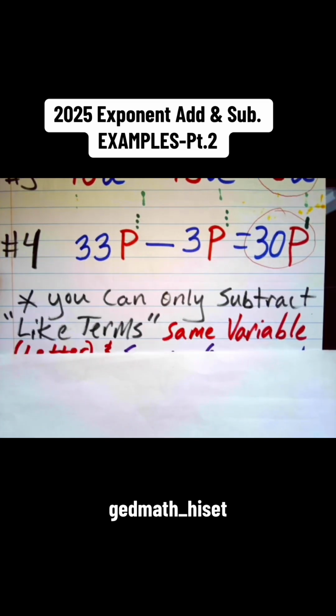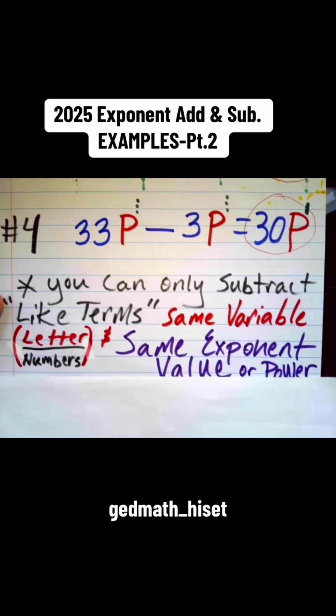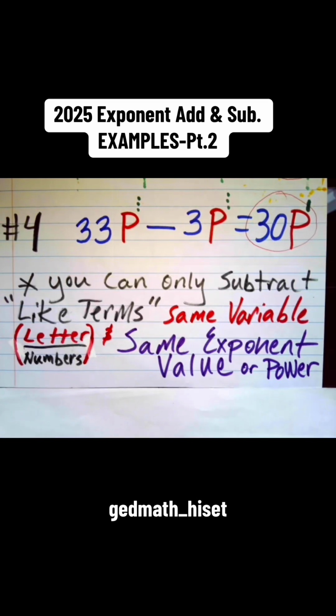You can only subtract like terms. Okay, so in order to be like terms, letters or numbers have to have the same exponent and the same base.